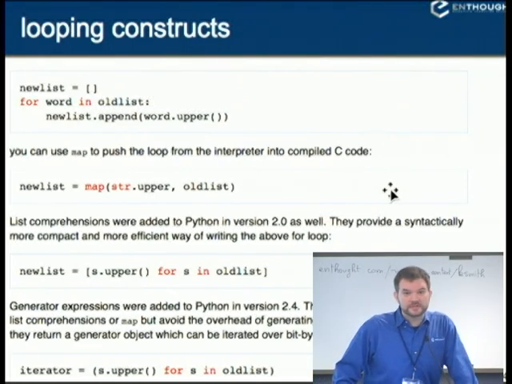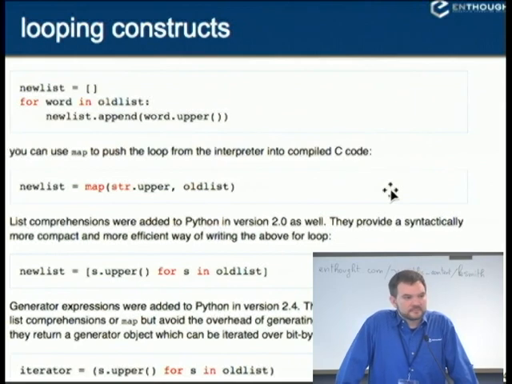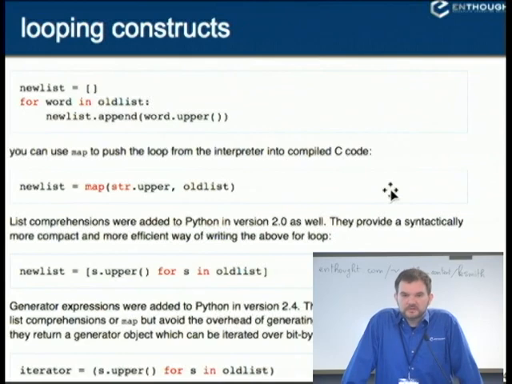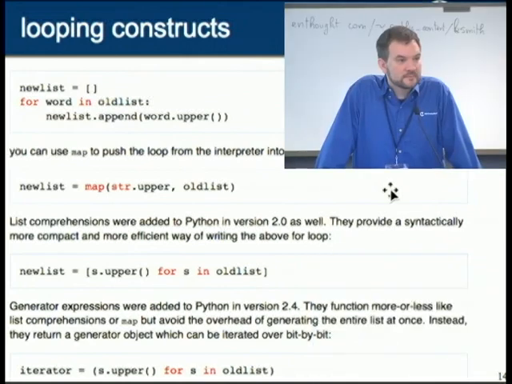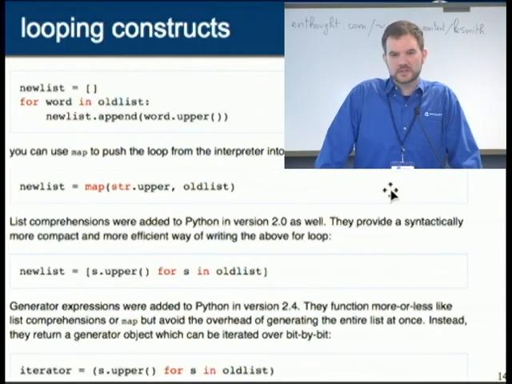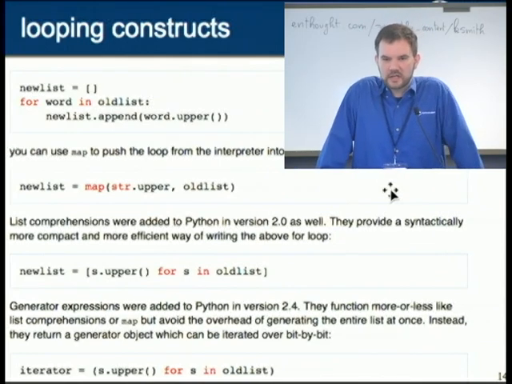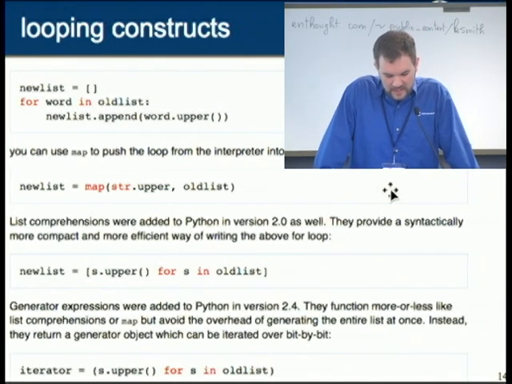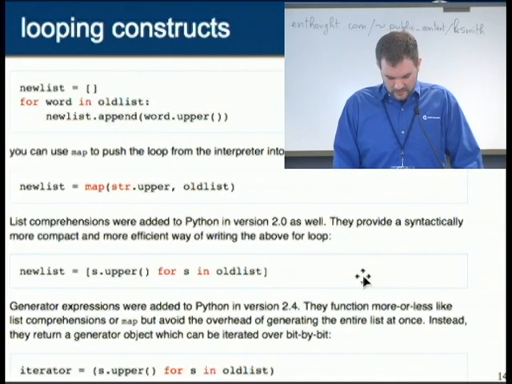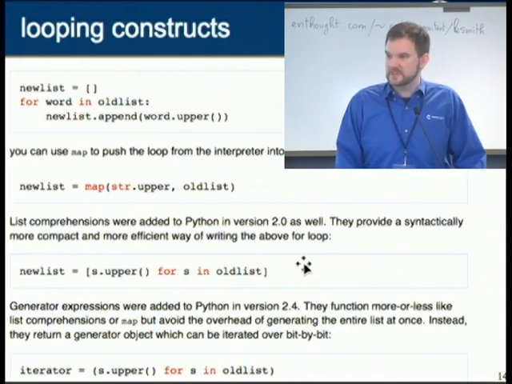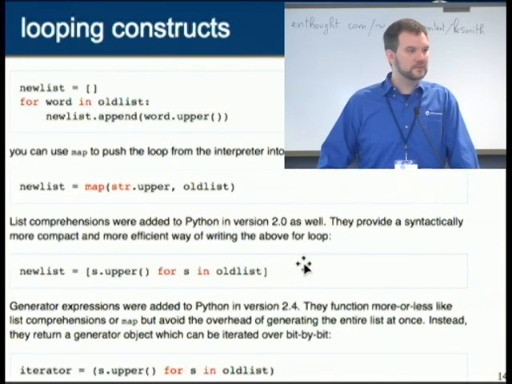Who here has seen or used list comprehensions in Python? Okay, most people, great. So list comprehensions are kind of the Pythonic way to do the same sort of thing. They provide a syntactically more compact and more efficient way of writing the above for loop. It's pushing the looping into C code, essentially. It's still doing Python operations, but it's going to be a bit faster than looping over this word in old list explicitly here. And say s.upper for s in old list. The syntax is a bit easier to read as well.